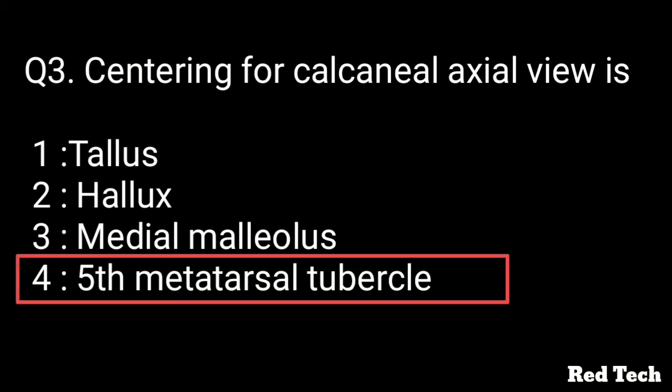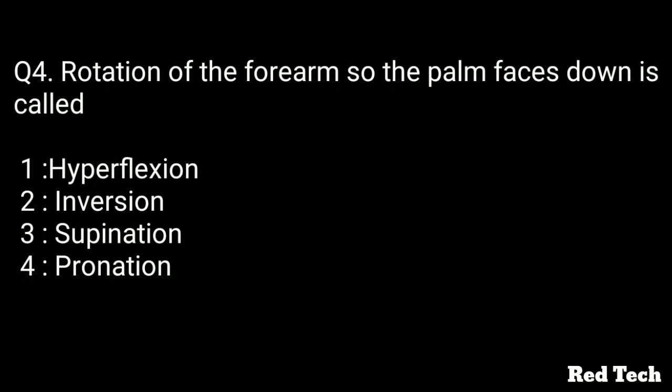So this is basically the calcaneum axial view, which is done for the calcaneum bone, with a 10 to 15 degree centering angle. Question number 4 is rotation of the forearm. The palm facing down is called: option 1 is hyperflexion, option 2 is inversion, option 3 is supination, and option 4 is pronation. So the right answer is option 4, pronation.